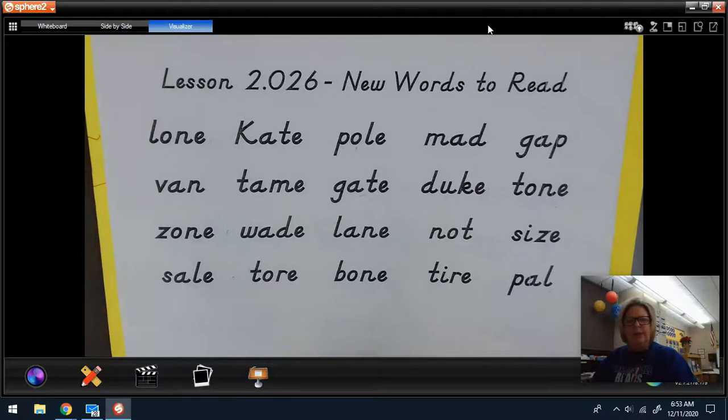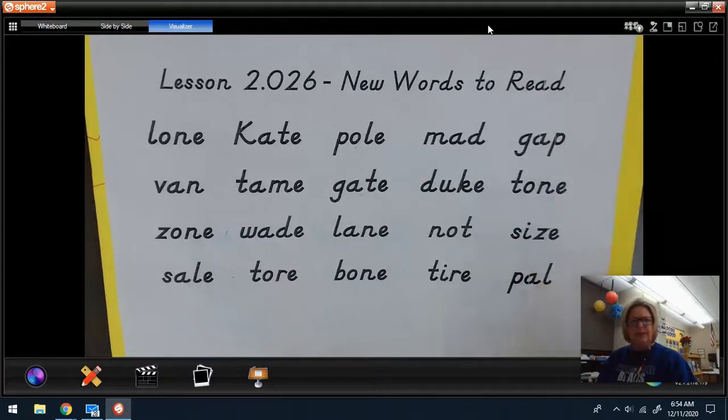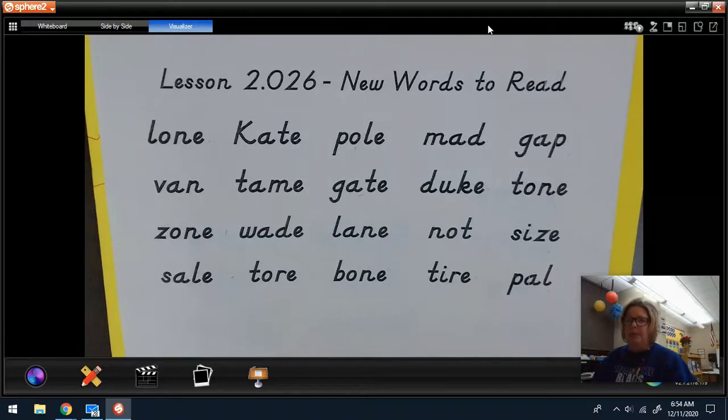I'm looking for a word that might describe how big or little something is, the size of something. And I'm looking for something that maybe even your parents might have at home that they drive. It's kind of big. It might have a sliding door.